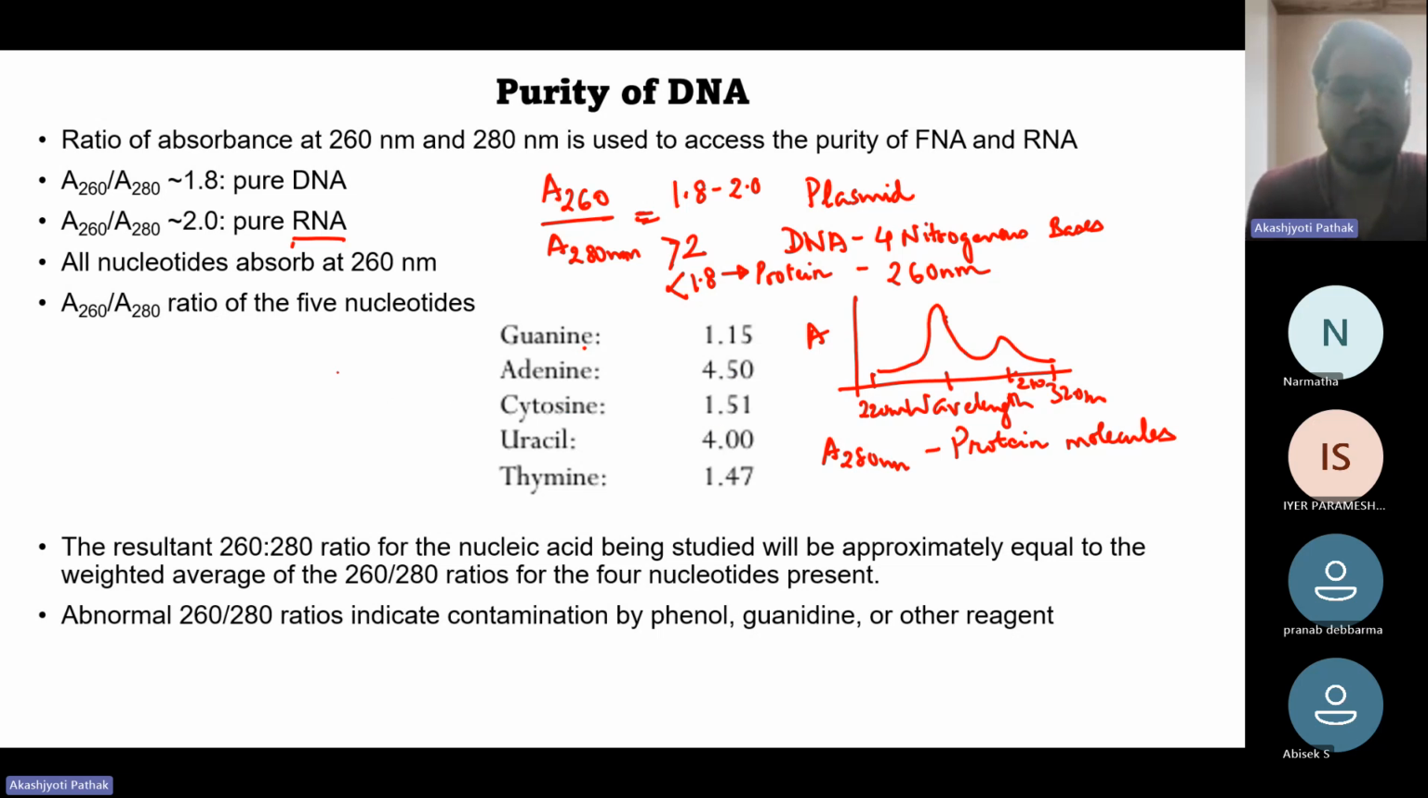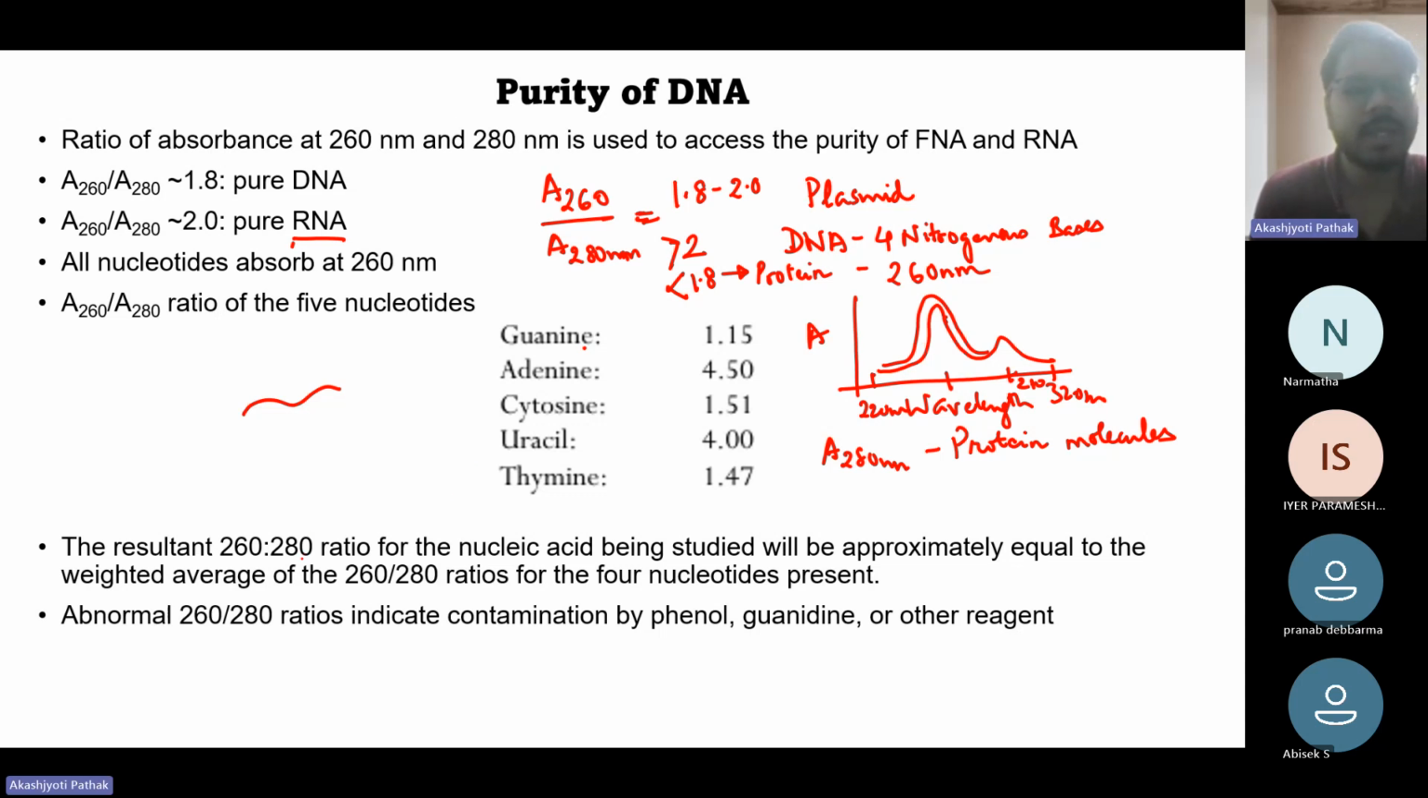So if we take the absorbance of a DNA molecule and an RNA molecule, then we will find that the A260 value for RNA will be more compared to the DNA, because the RNA molecules have the uracil nitrogenous base. So since they have uracil, the absorbance, or the A260 value, of a single stranded RNA will be more as compared to that of double stranded DNA.